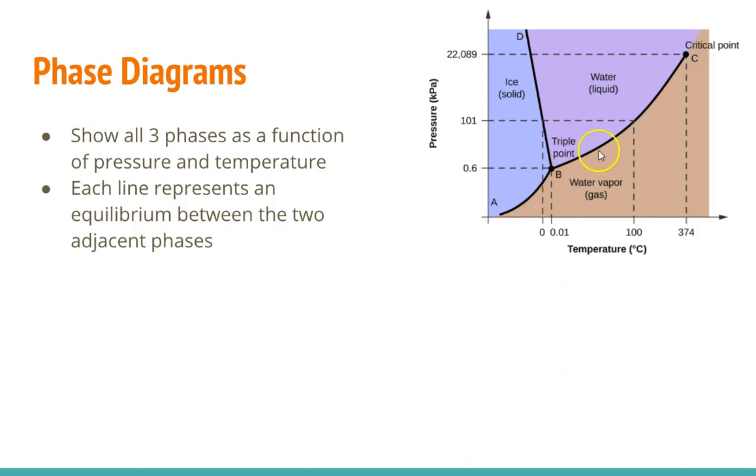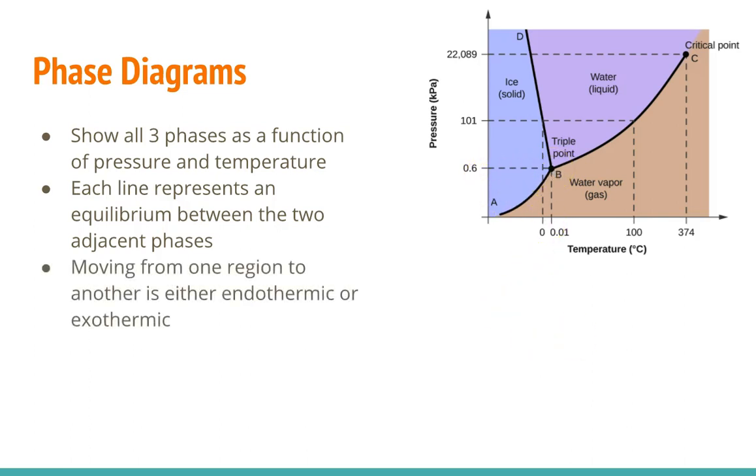So the line represents an equilibrium between the two adjacent phases, right? If we decrease the pressure, like if you increase your altitude, your boiling point, your temperature also decreases, right? If we increase the pressure, like in a pressure cooker, the boiling point increases. The triple point is where we have all three phases existing in equilibrium. And for water, that'd be at a really low pressure and a really low temperature.